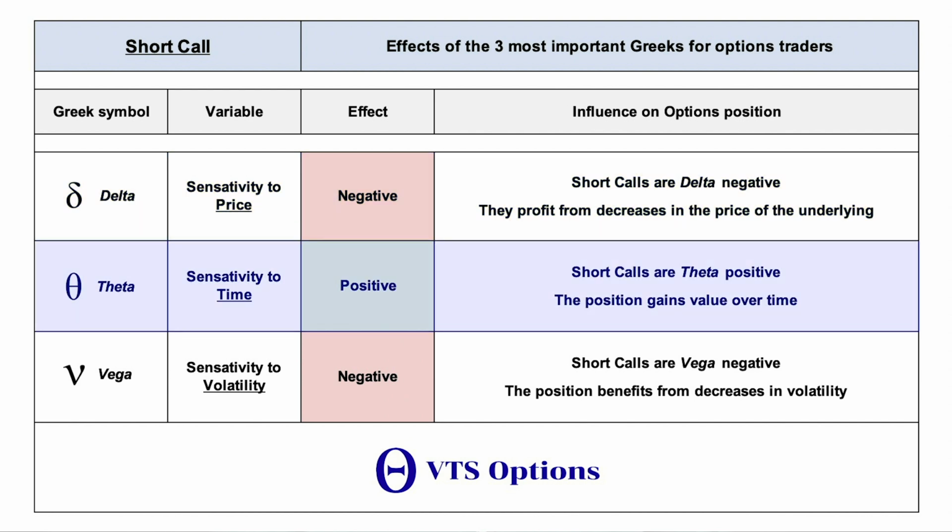Theta is an option sensitivity to time. Short calls are theta positive, meaning they gain value with the passage of time. This is why they can make a profit even if the underlying doesn't move. That positive theta can still lead to profit.